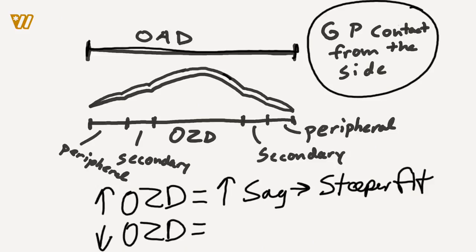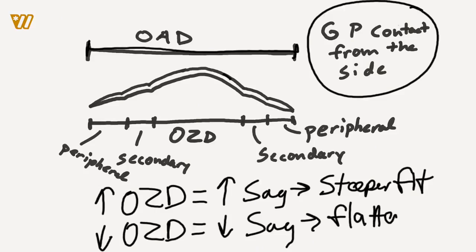What happens if we decrease the OZD, or we narrow the OZD, and we keep the overall diameter the same? What's going to happen to our sag? That's going to decrease our sag. Now what's going to happen there? You're going to get a flatter fit. Excellent work. So key point there, remember OZD is going to be a useful area of optics, and if we adjust the OZD, that's going to adjust sag, and it's going to effectively change the fit of our contact lens. Excellent work.